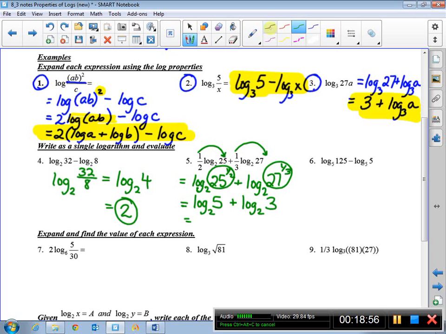Now that we took care of the exponent parts, let's take care of the adding part. Log base 2, if I'm adding 2 logs, it means I was multiplying 5 times 3. So this simplifies to log base 2 of 15, which we cannot do anything with. Log base 2 of 15. Okay, so we'll leave it at that.